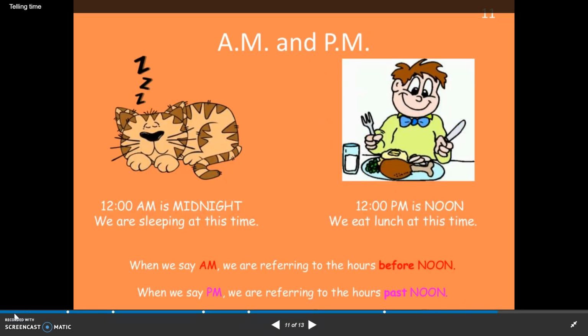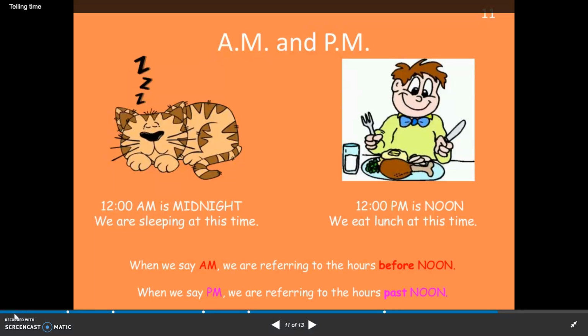AM and PM represent what time of day it is. Because there's 24 hours in a day, but there's only 12 hours on the clock, that means that we need AM and PM to clarify if it's late at night or early in the morning. 12 AM is midnight. We are all sleeping at this time. But 12 PM is noon, and we are eating lunch at this time.